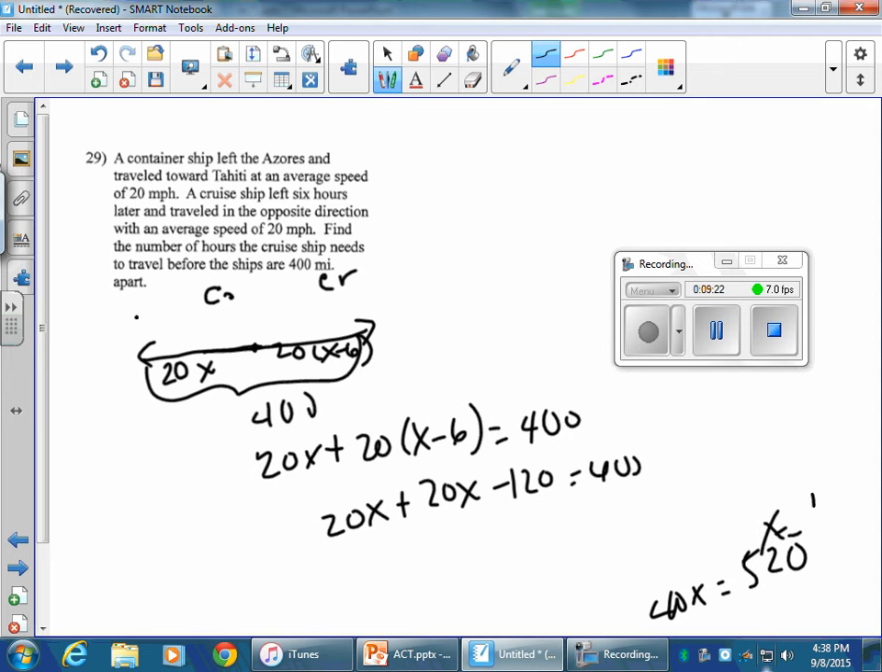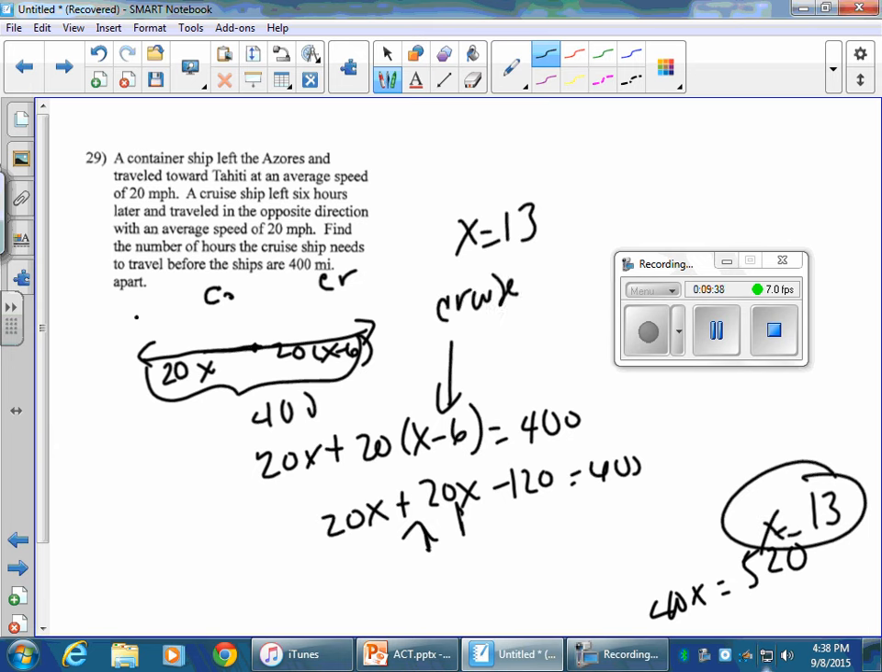x equals 13. So listen, that's how long the container ship would travel. It's 13 hours. The cruise ship left 6 hours after that. So if x is 13, the cruise ship traveled for 13 minus 6, which is 7 hours. So my answer to this question is 7 hours.